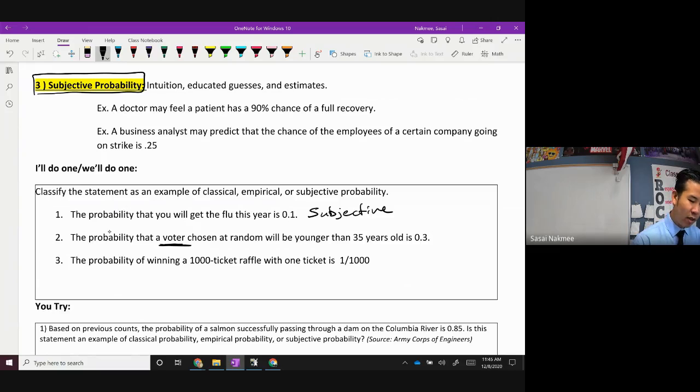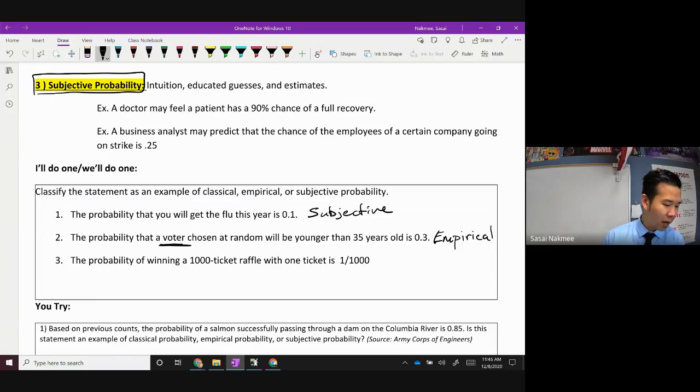This one right here is done empirically. You can do this empirically. You could actually go out there and record how many people are under the age of 35 and then calculate the probability based off of what you've recorded. And that's what empirical probability is. That's all empirical probability is. It's just you're recording based off of what you observe.